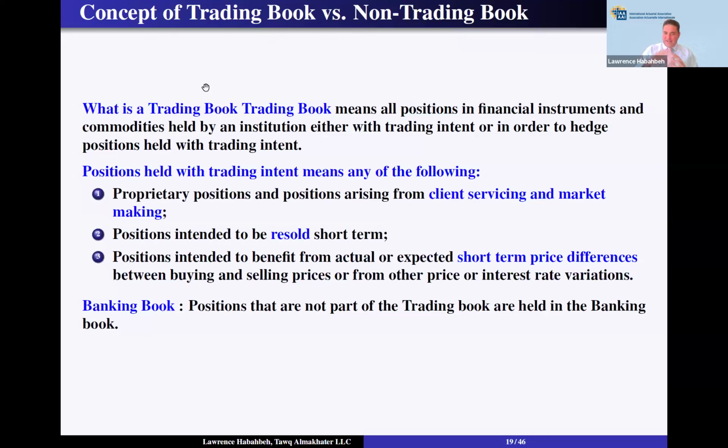As I said, the intent to trade is you buy a bond at, let's say, 95 per 100 notional, and you sell it for 100. So that's the intent to trade, to benefit from movement in the price.